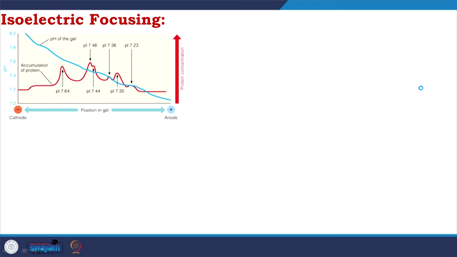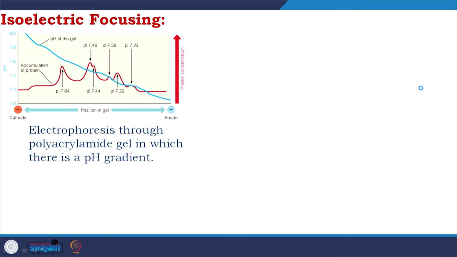According to those pIs, now you could perform isoelectric focusing. It is electrophoresis through polyacrylamide gel in which there is a pH gradient.